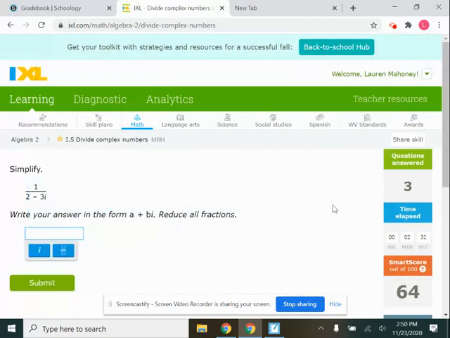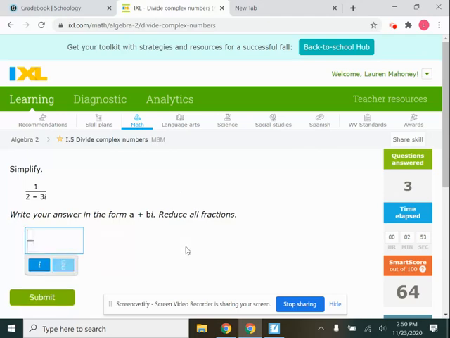When you get into the more complicated ones like this is where you need to multiply by the complex conjugate of the bottom. So we have 1 over 2 minus 3i. I'm going to multiply top and bottom by 2 plus 3i. So 2 plus 3i over 2 plus 3i. So your top is going to become a 2 plus 3i. And again, I'm going to type this in the fraction. So 2 plus 3i. The bottom, 2 minus 3i times 2 plus 3i.